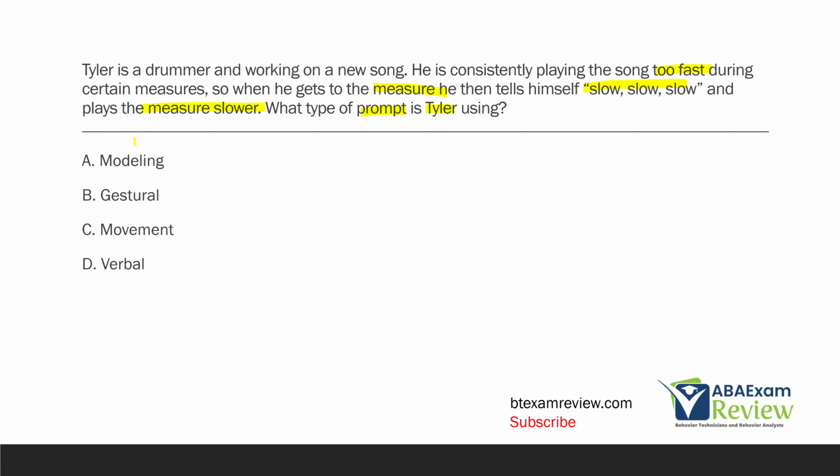A, modeling. With modeling, we are doing the actual response and demonstrating the response. Tyler isn't doing that to himself. He's verbalizing to himself, slow down. B, gestural. A gestural is a motor movement indicating what you want to happen. Tyler is verbally speaking the prompt. C, movement. Movement is like a positional prompt where we're moving stimuli around. Tyler isn't doing that. Tyler is giving himself a verbal prompt. By getting to the measure and then saying slow, slow, slow prior to the response, he's verbally prompting himself to slow down and play that measure slower.